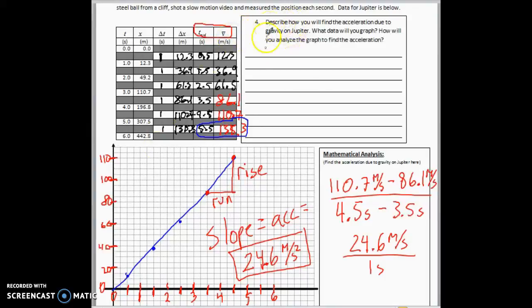You still have to write the description up here of what you did, summarizing what we did, and then your conclusion, right, saying that this is your acceleration. You know that from the graph, which is right here as your evidence.